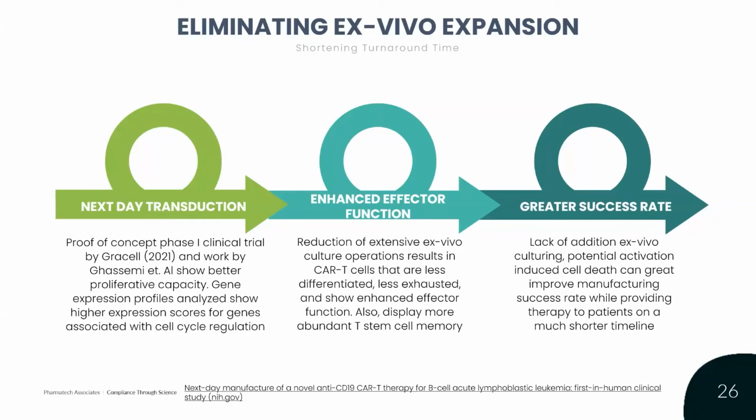This can greatly improve manufacturing success rates, because manufacturing success rates, especially in CAR T therapy, are anywhere from 60 to 75%. They are not 100%. So just because you have the patient's cells in hand, maybe even enough T cells, there's no guarantee that you're going to have the success that you're aiming for.